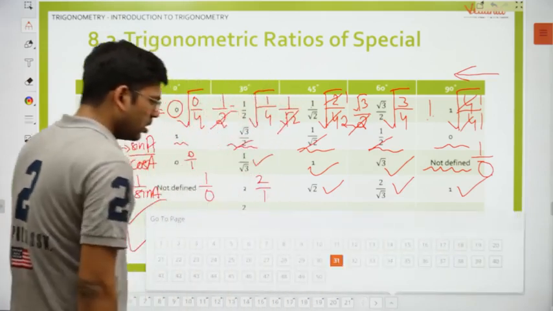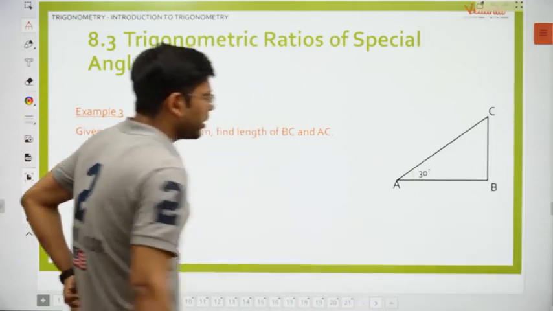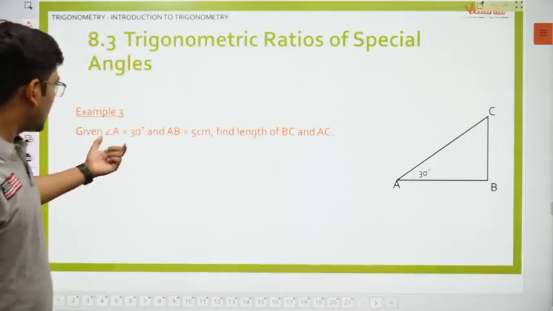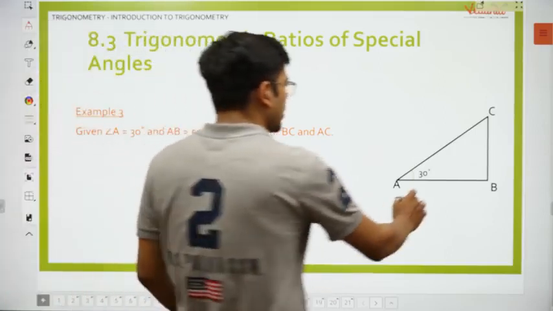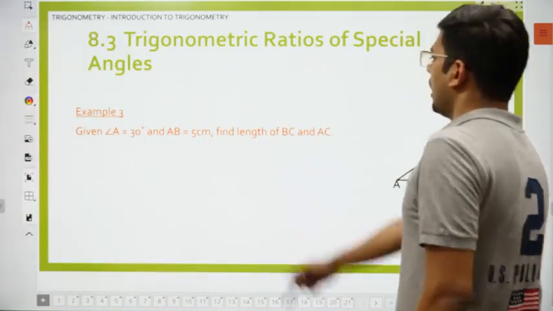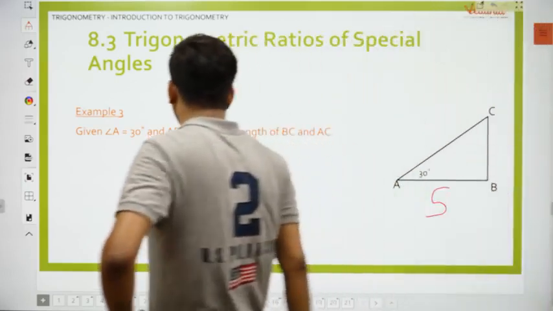I will tell you something more. Come, I will show you something here. See, here they have given A is equal to 30 degree, AB equal to 5 centimeter. Write it down: AB is equal to 5 and A is equal to 30 degree. Find the length of AC. Very easy, yeah? Very easy.